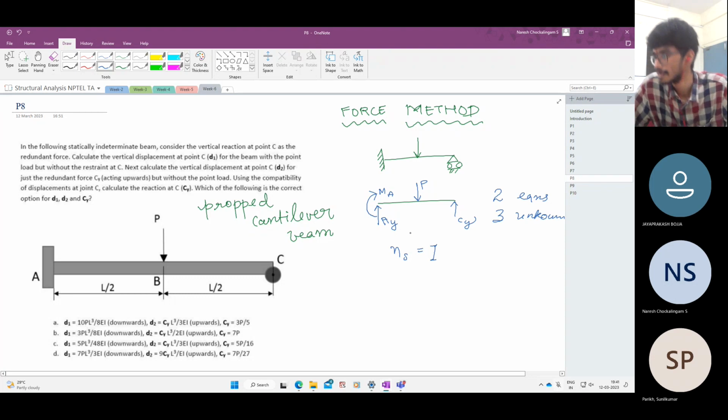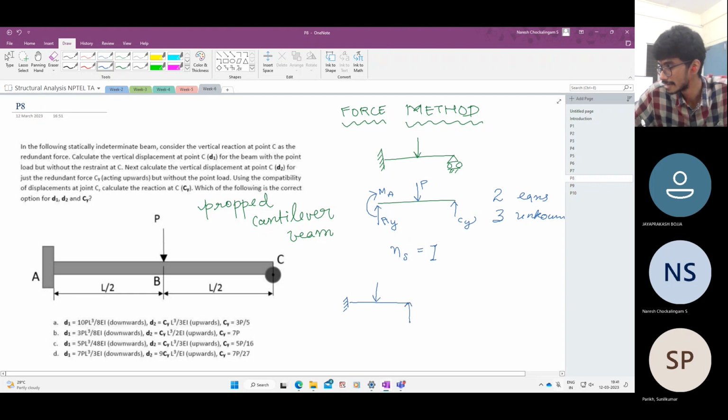Okay, now let us solve this. So this structure, I can consider it to be a superposition of two structures. How? Let me retain the fixed support as it is, and let me replace the roller with a reaction, that unknown reaction that it supplies. So any Cy that satisfies equilibrium of this is statically admissible. But is it kinematically admissible? Is it compatible? That we have to find out. So this structure, I can decompose into two cases: one where P alone is acting, and the other case where Cy alone is acting.